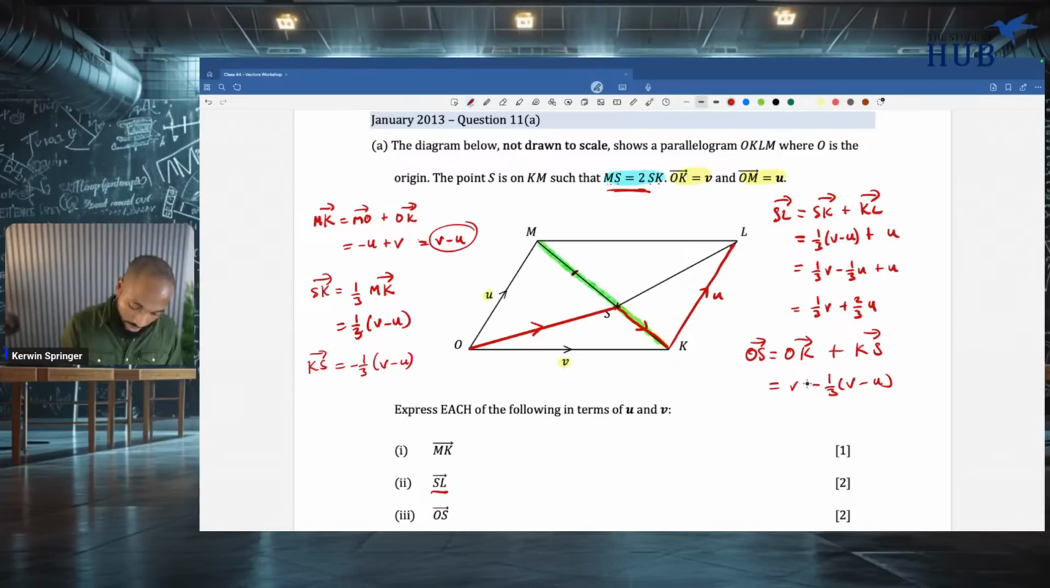So let me take the time with this. V minus 1/3 V, negative and negative make a positive, plus 1/3 U. V minus 1/3 V is actually 2/3 V plus 1/3 U, and that's your answer there. So it's all about the fractions.